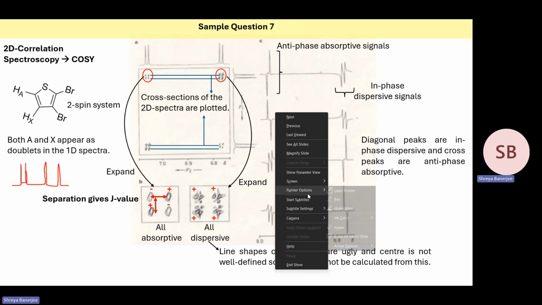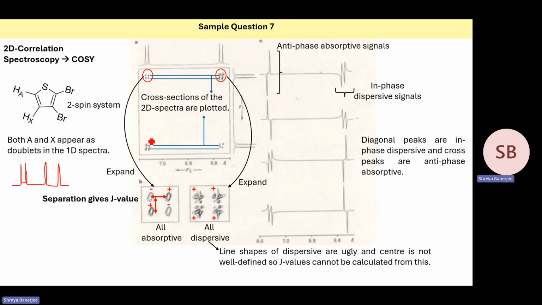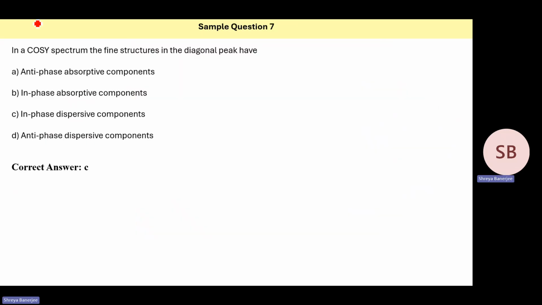So both the diagonal peaks, this is one diagonal peak, this is another diagonal peak, are giving rise to in phase dispersive signals. In phase dispersive. So the COSY spectra fine structure of diagonal peak will have in phase dispersive signal. The correct answer is option C.